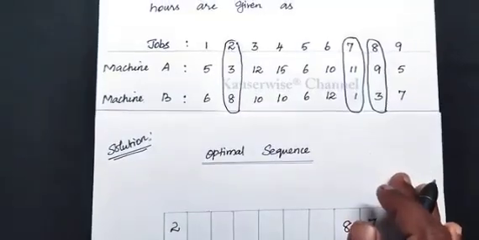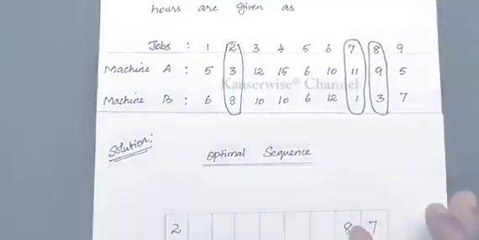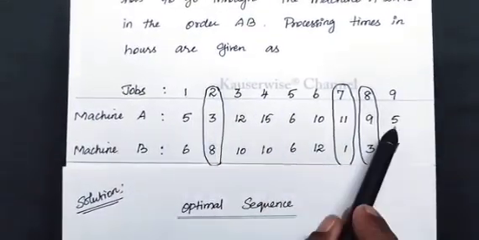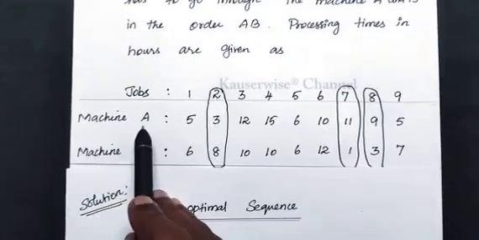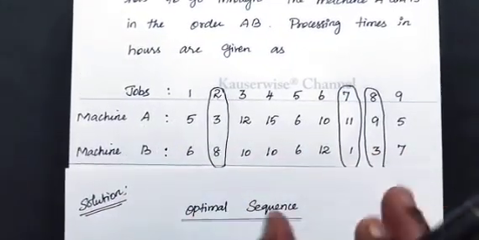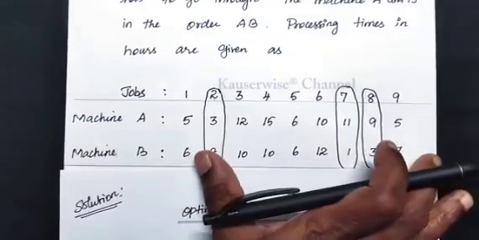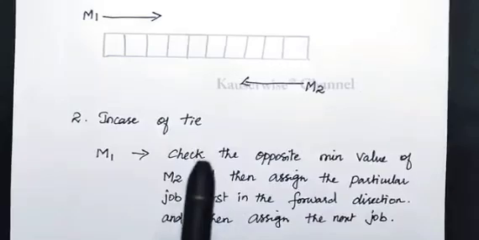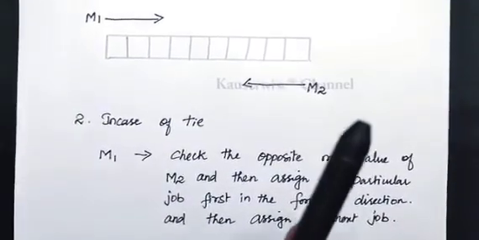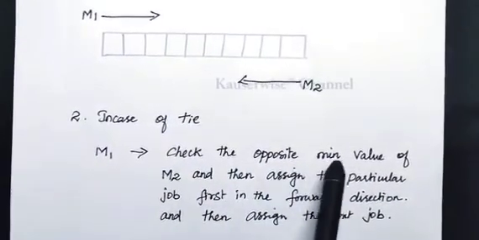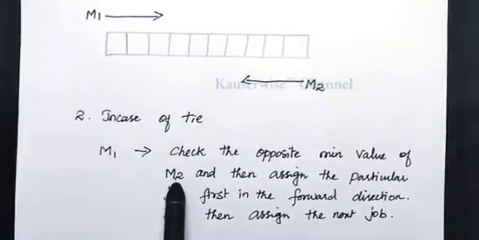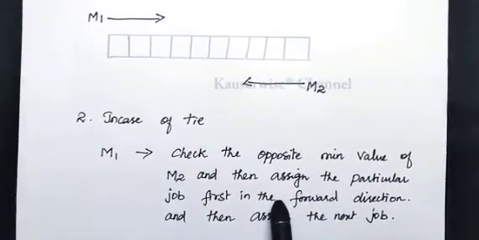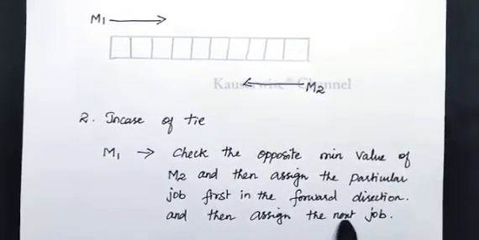Again, we need to follow the same procedure to complete the optimal sequence. The next minimum value is 5, but it occurs in two different places for the same machine, that is machine A. So this is called a tie. There is a procedure in case of tie. Let us see the procedure. Here the tie occurs in machine 1, that is machine A. For that, check the opposite minimum value of machine 2, that is machine B in our problem, and then assign the particular job first in the forward direction and then assign the next job.